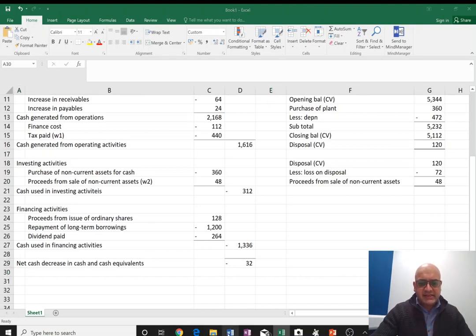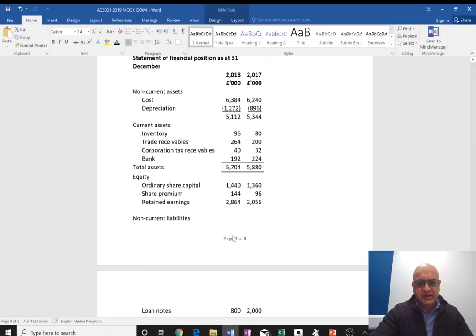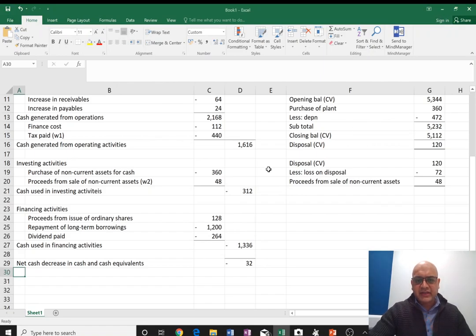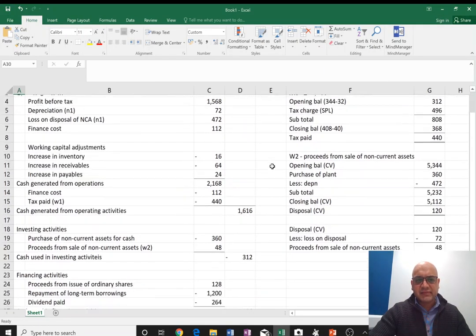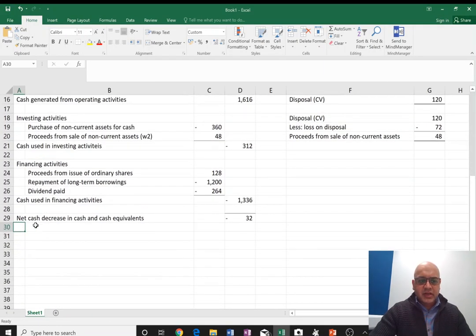If you remember, I said at the start that we're actually trying to analyze the difference between these two balances of bank. That's the cash. So how did this 224 turn into 192? We have actually done the analysis through the statement of cash flow. So now the question is, if I take the difference between those two balances, do I get negative 32? I should get negative 32, shouldn't I?